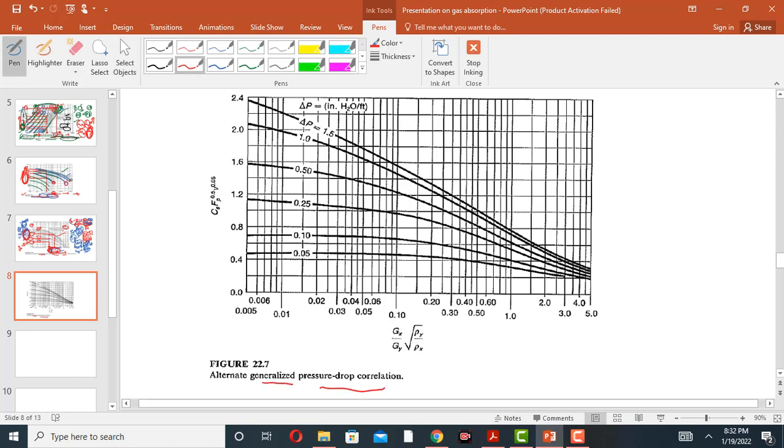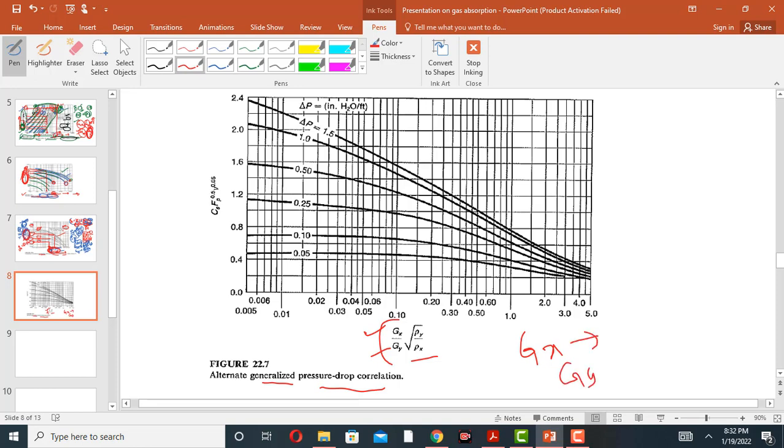So it is similar to the above graph. Here it is Gx divided by Gy into rho y by rho x, but here it is the capacity factor. This is the Cs. This is Gx divided by Gy, rho y divided by rho x under the root. The units of Gx and Gy are the same as above.